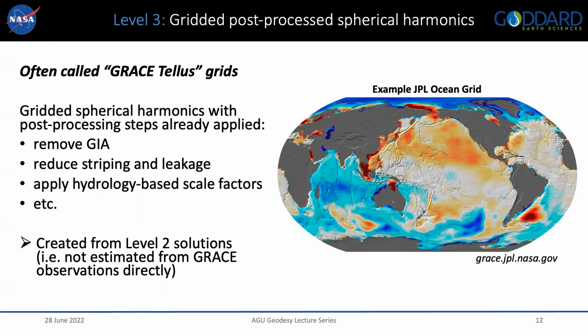But the problem is that it suffers from information loss associated with that post-processing that had to go on in order to produce this product. And it has other limitations as well that wouldn't necessarily be there if we could estimate a map like this directly from GRACE observations.